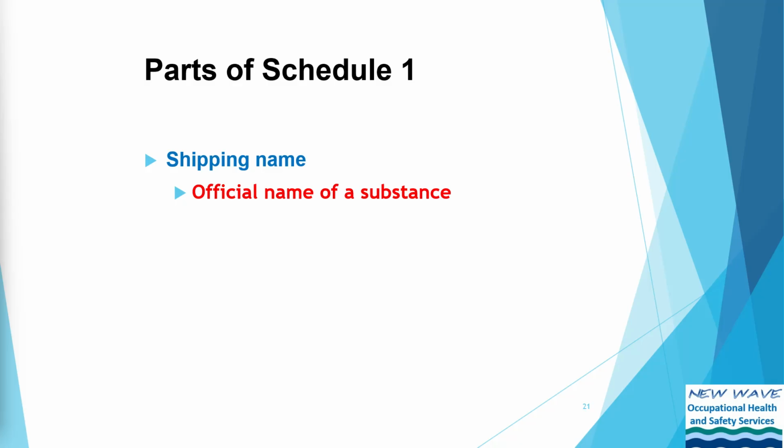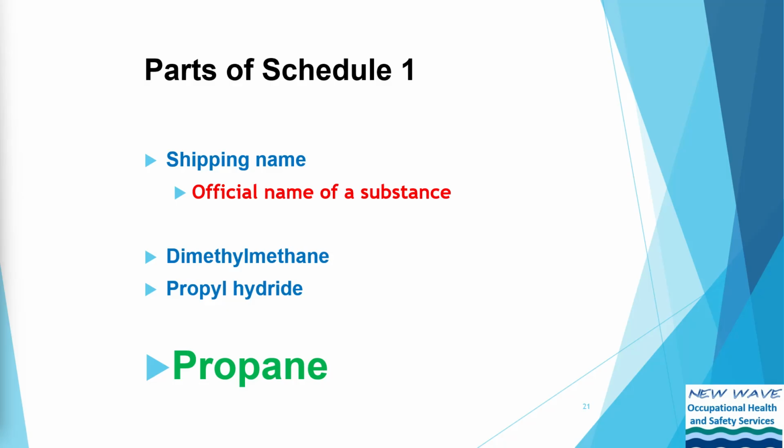The second column of Schedule 1 is the shipping name. This is the official name of a product. And why do we need official names? Well, one more illustration. What do dimethylmethane and propyl hydride have in common? They are both legitimate names for propane.